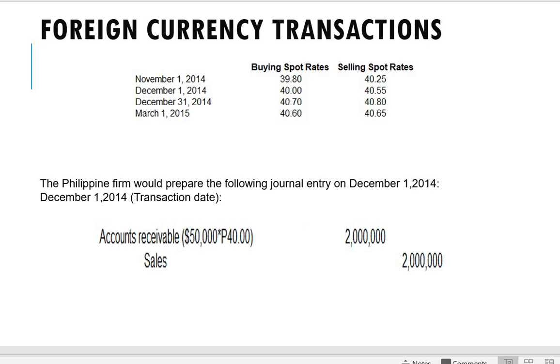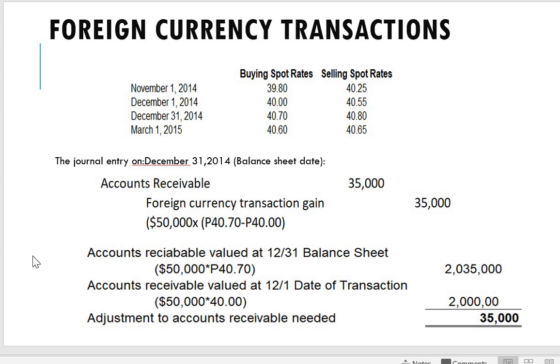Okay. So, on December 31, at our balance sheet date, take note that the direct exchange rate increased. So if we have an exposed asset and the exchange rate increases, we will have a gain, right? So the gain is the difference between the closing rate, which is 40.7, less 40, which is 0.70, times 50,000, so we have 35,000. So you'll debit accounts receivable, credit foreign currency transaction gain, at 35,000.